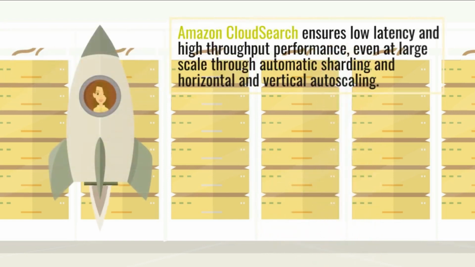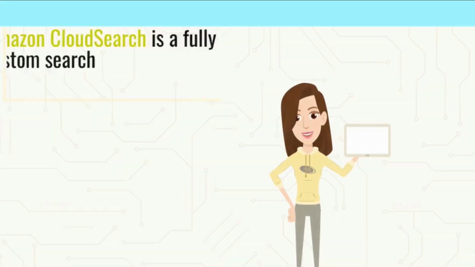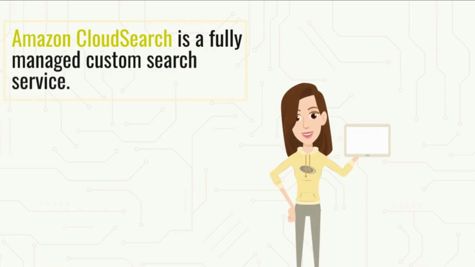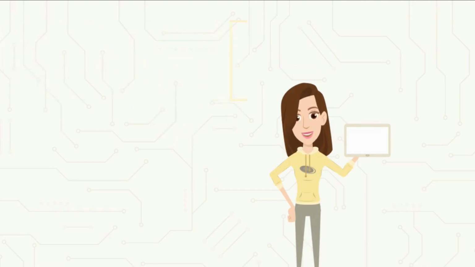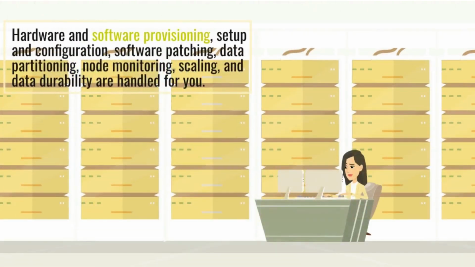Amazon CloudSearch ensures low latency and high throughput performance, even at large scale, through automatic sharding and horizontal and vertical auto-scaling. Amazon CloudSearch is a fully managed custom search service. Hardware and software provisioning, setup and configuration, software patching, data partitioning, node monitoring, scaling, and data durability are handled for you.